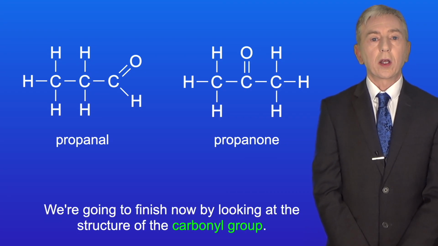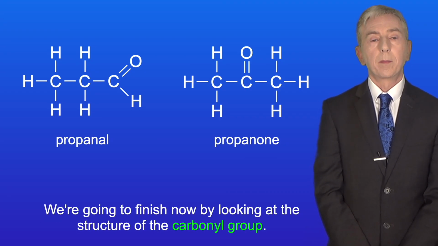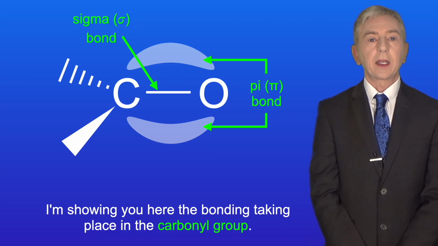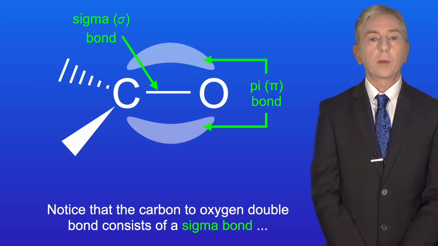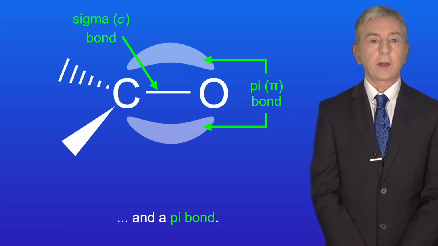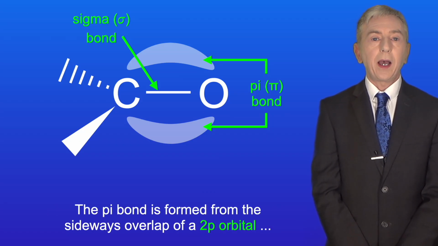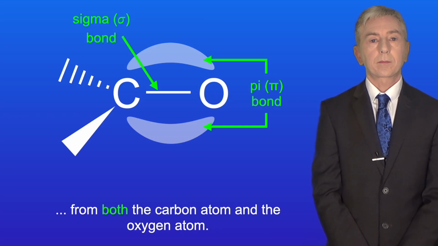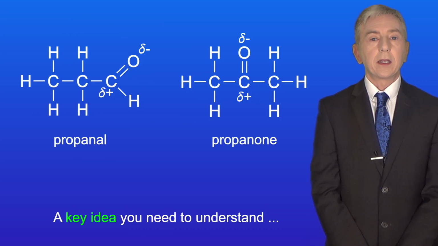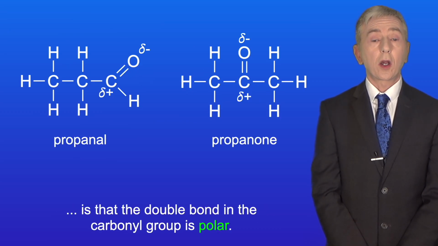Okay, we're going to finish now by looking at the structure of the carbonyl group. I'm showing you here the bonding taking place in the carbonyl group. Notice that the carbon to oxygen double bond consists of a sigma bond and a pi bond. The pi bond is formed from the sideways overlap of a 2p orbital from both the carbon atom and the oxygen atom.